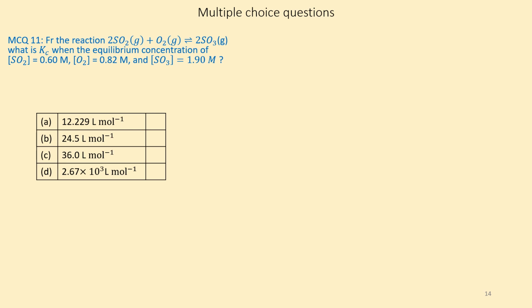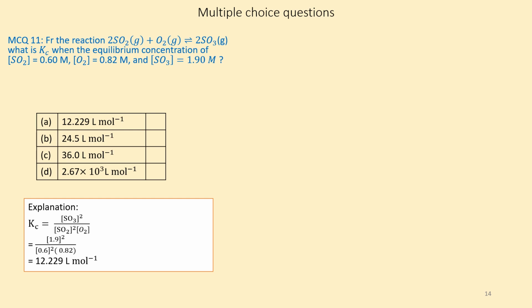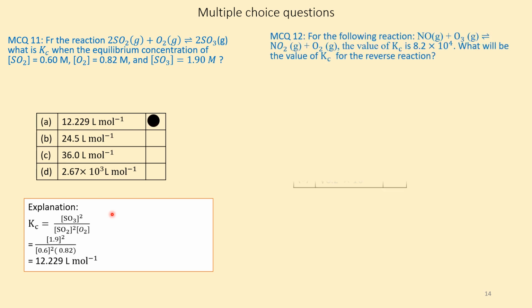For the reaction 2SO2(g) + O2(g) ⇌ 2SO3(g), what is the value of Kc when the equilibrium concentration of SO2 is 0.60 moles, O2 is 0.80 moles, and SO3 is 1.90 moles? We have to calculate it. Substituting the given values, we get the answer as 12.229 liters per mole. This is given in option A; please mark it. The next question.